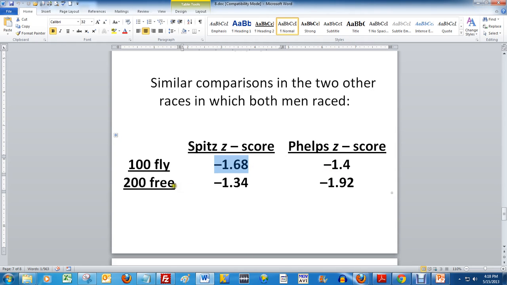But in the 200 free, Spitz negative 1.34, Phelps almost negative 2. So what happened here is they flip-flopped around from the 200 fly. Now Phelps is more negative, which means Phelps is more impressively under average than Spitz, which makes me claim that Phelps is a more impressive 200 freestyler. So if I had to make the call on these 2 gentlemen, I would say Spitz is the more impressive butterflyer, and Phelps is the more impressive freestylist.